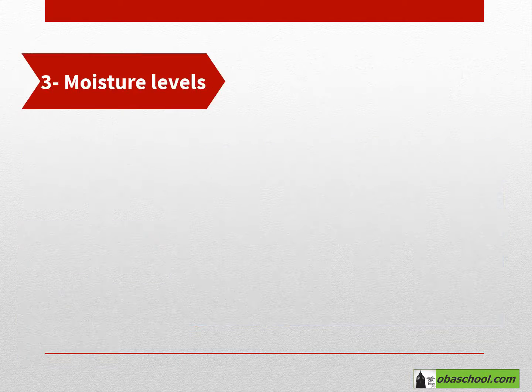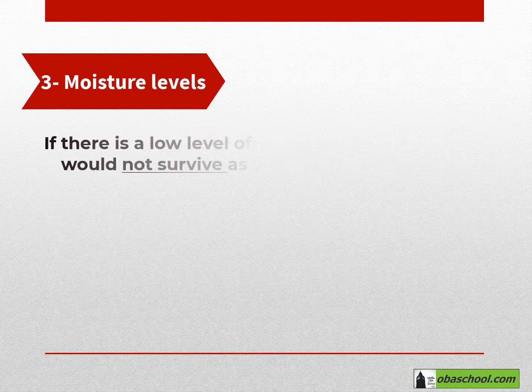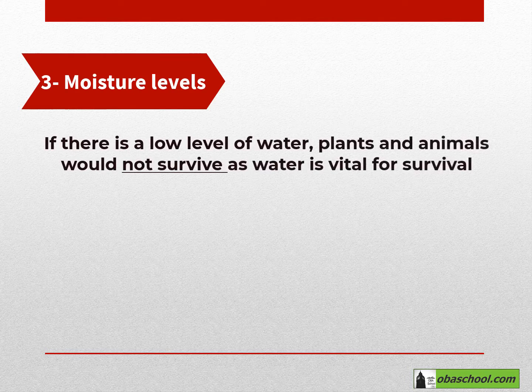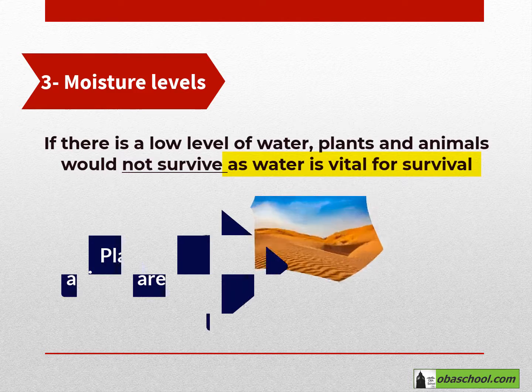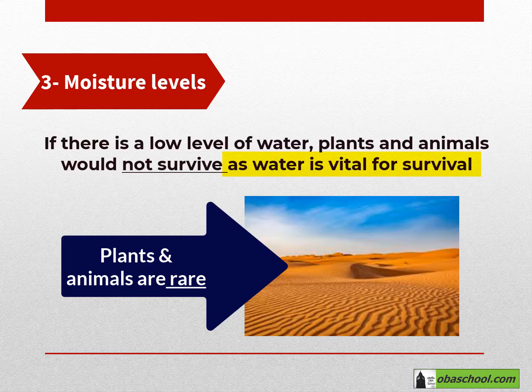Next is the moisture level. Well, if there is a low level of water, then the plants and animals would not survive, as water is vital for survival. And this is why the plants and animals are relatively rare in the desert, as the availability of water is limited.